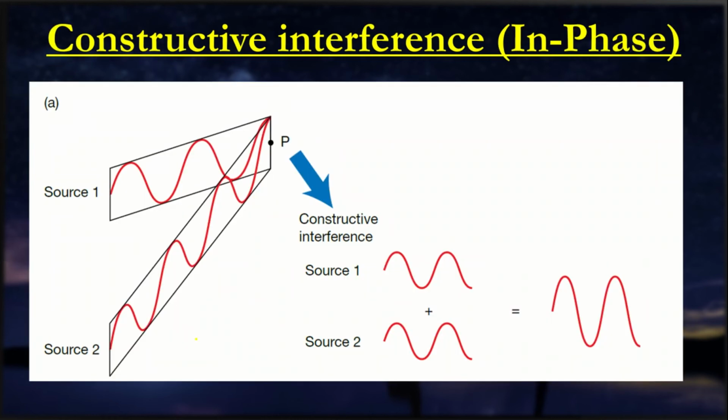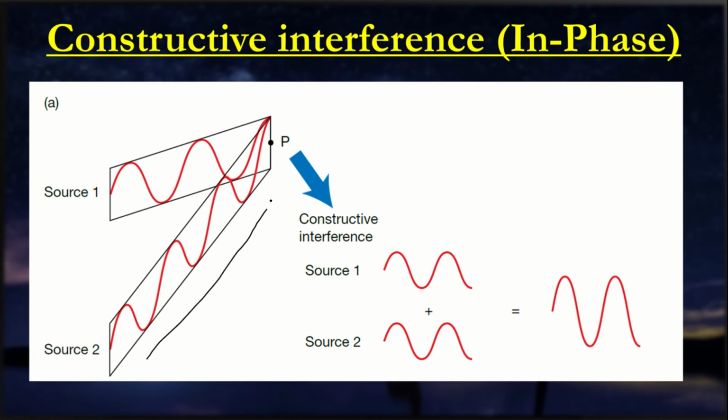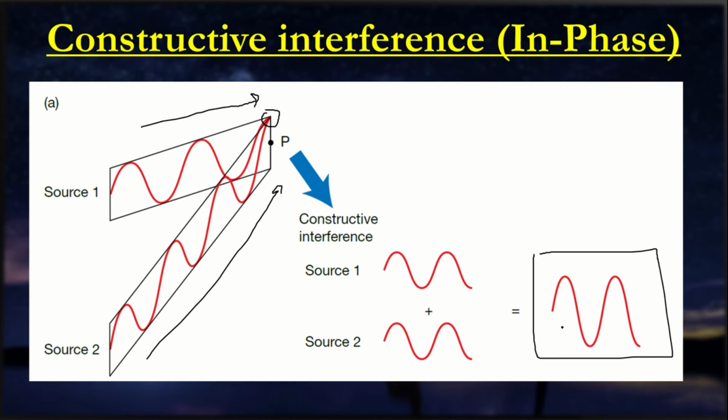So this is an example of constructive interference. Two waves arrive at the same point, and they reach the same point in the same orientation as each other. And you get an increase in the overall amplitude of the wave. So the amplitude is increased or doubled, we can say.